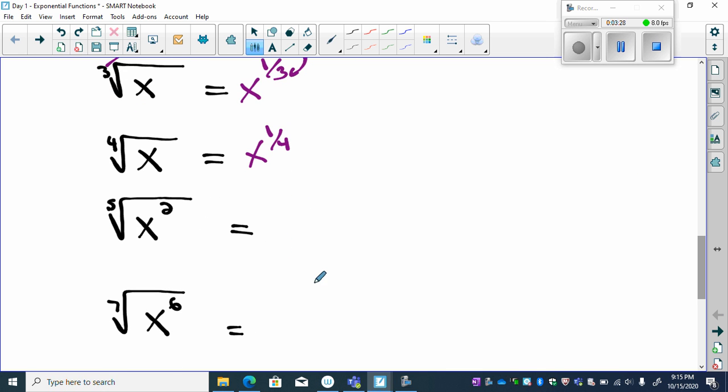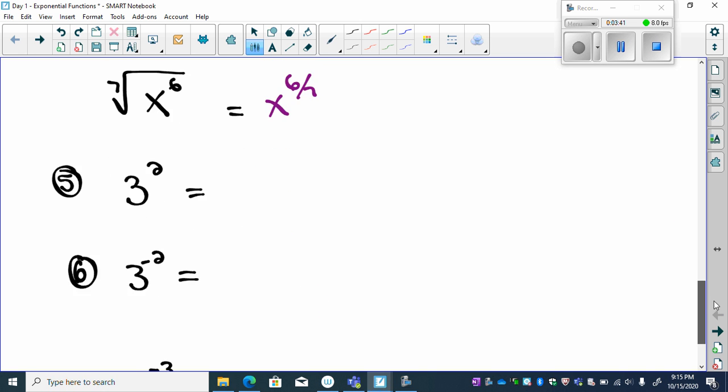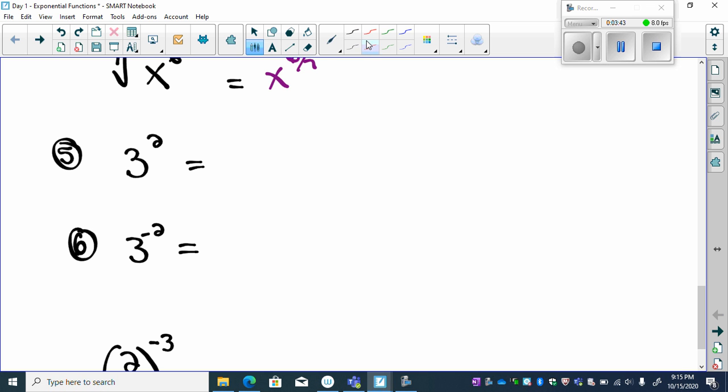Here's an example where I've got an exponent underneath. So this would be x to the 2/5. Okay. The index always goes to the denominator. This would be x to the 6/7. Okay, just a couple of quick questions involving powers.